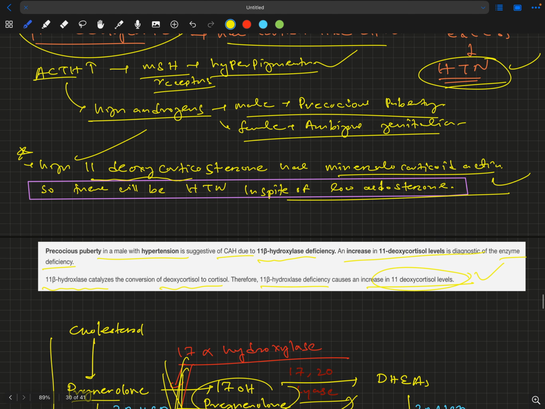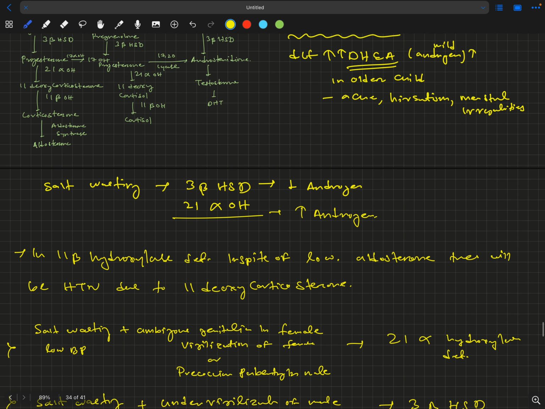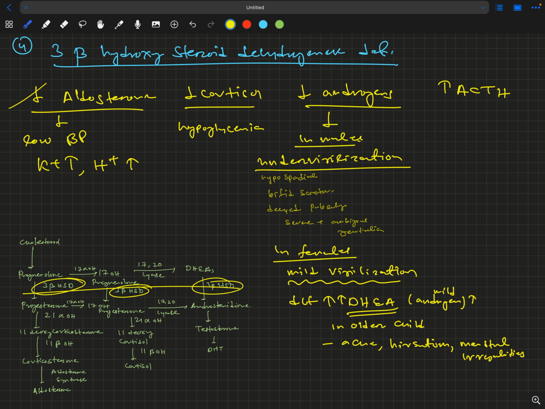3 beta hydroxysteroid dehydrogenase is another enzyme that is required for this synthesis pathway. So what happens in case of 3 beta hydroxysteroid dehydrogenase deficiency? If this enzyme is deficient, then there will be decreased aldosterone, decreased cortisol, and decreased androgens.